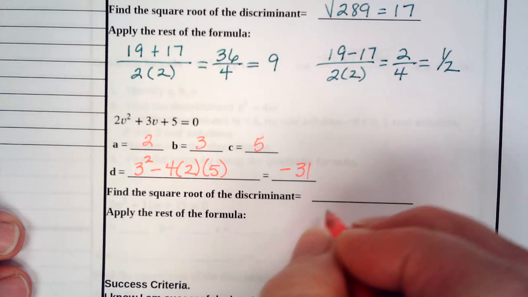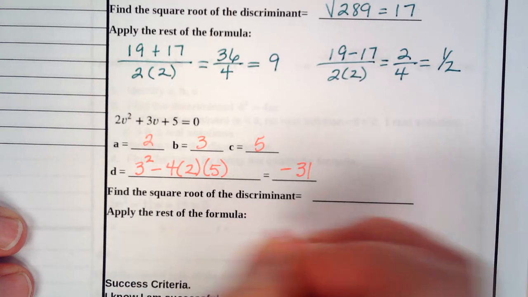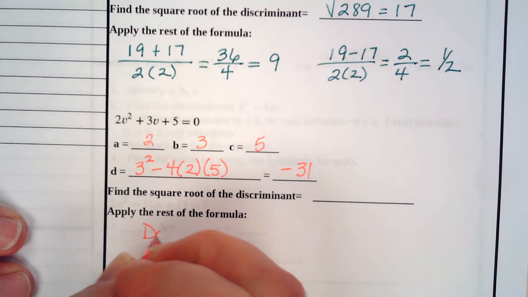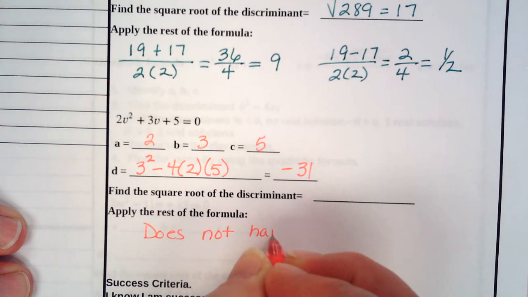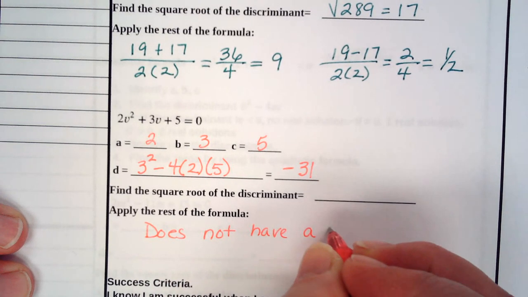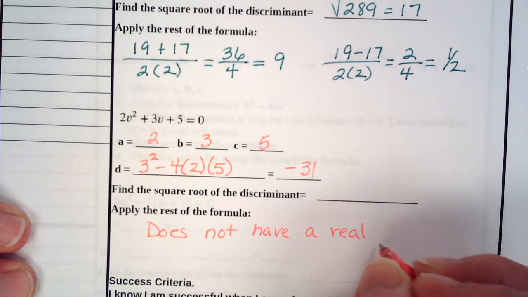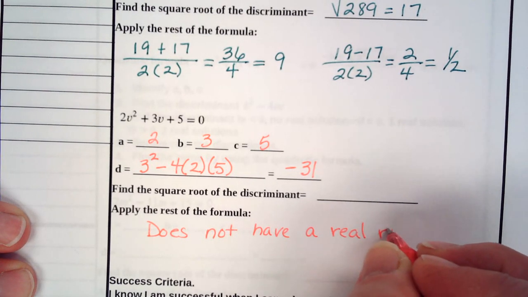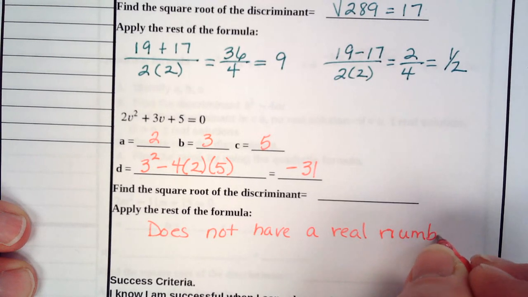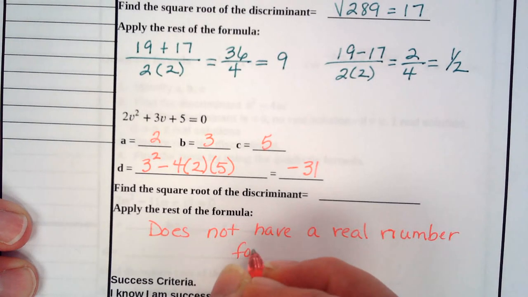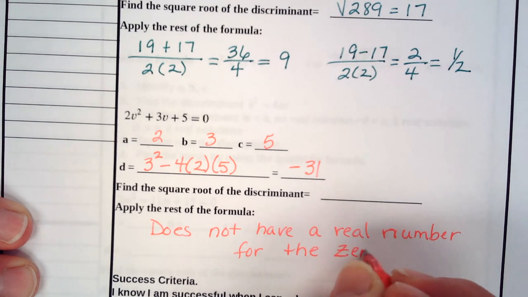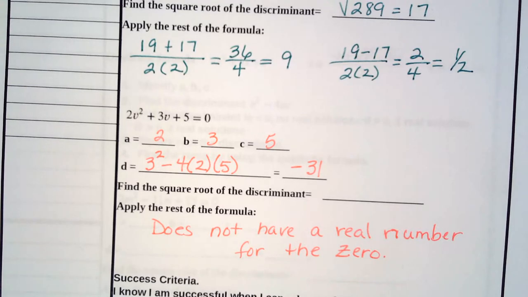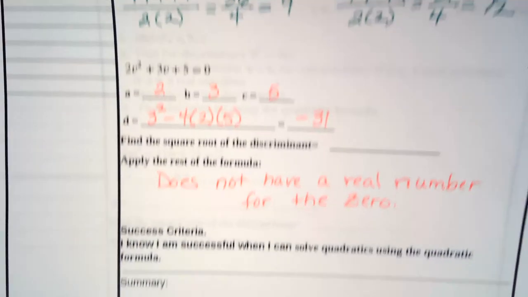So, this does not have a real number for the 0. So if your discriminant is negative, you're done. You can't go any further at this point.